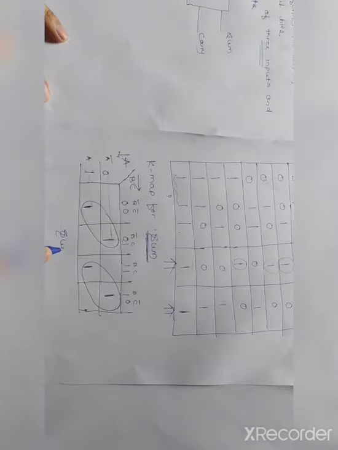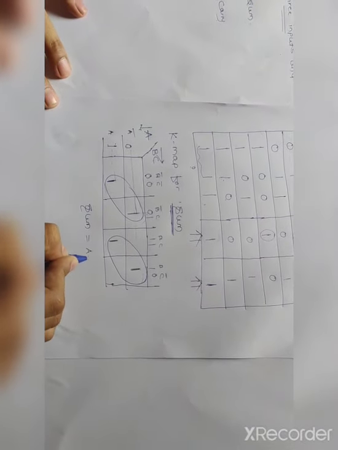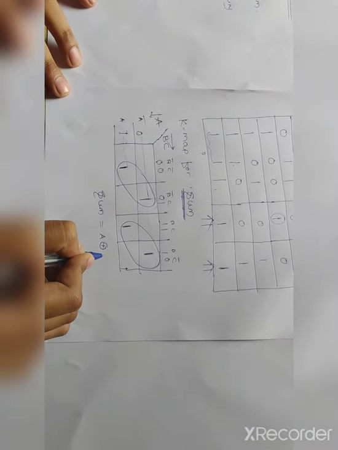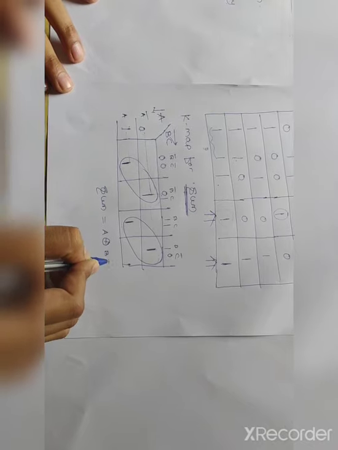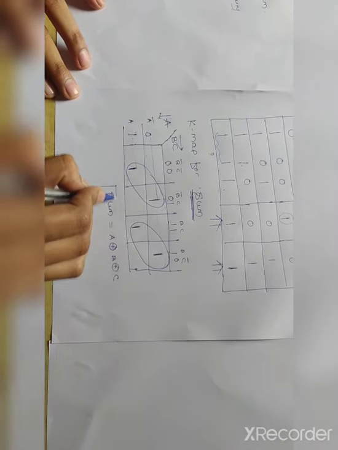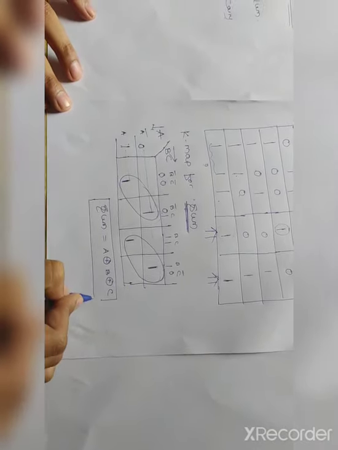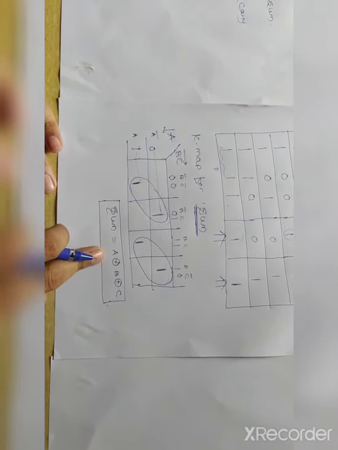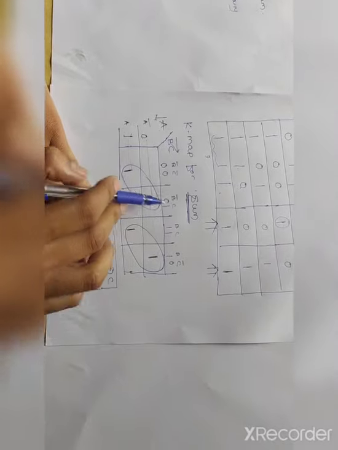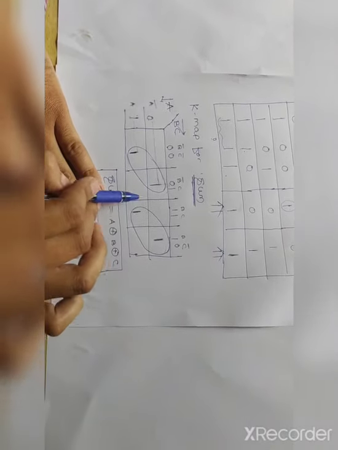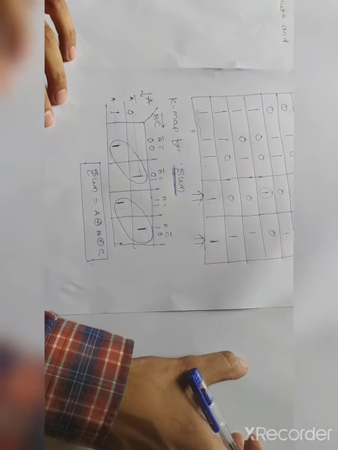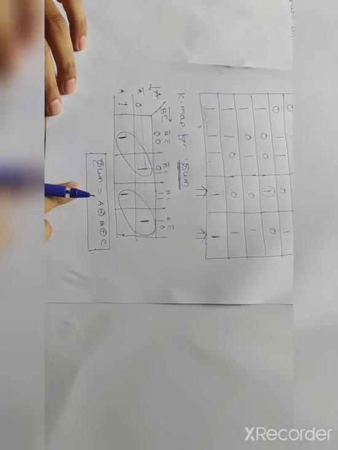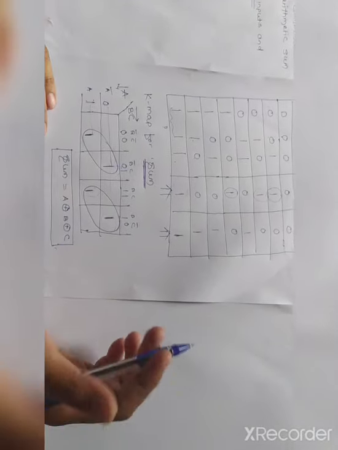So sum is equal to A XOR with B XOR with C. If you know how to draw, you can go directly like this, or you can group a single bit and take the commons, and after solving some steps you get the expression like this. Now this is for sum.